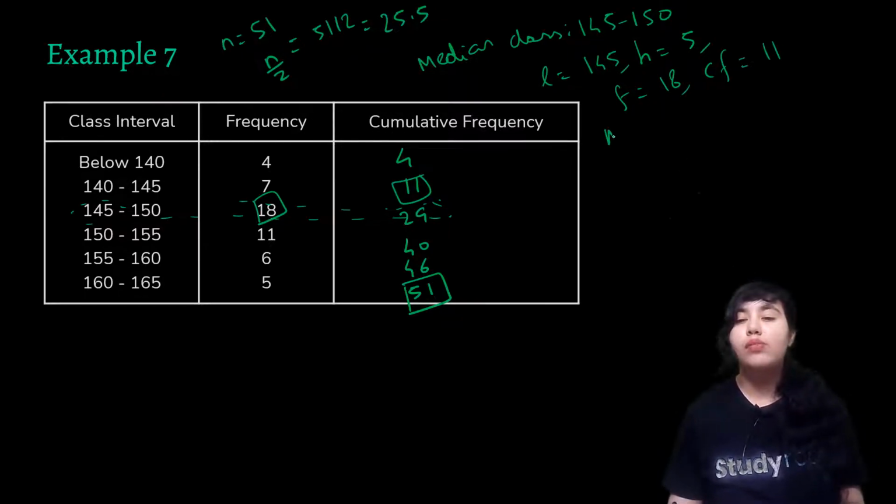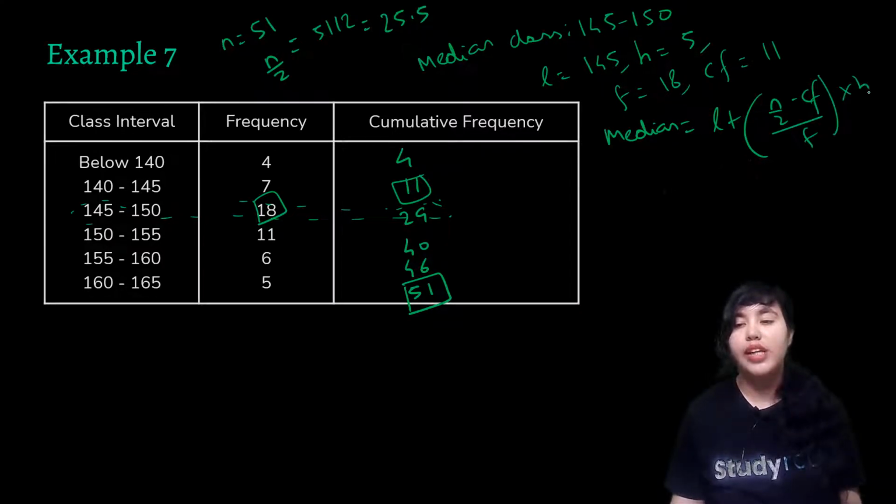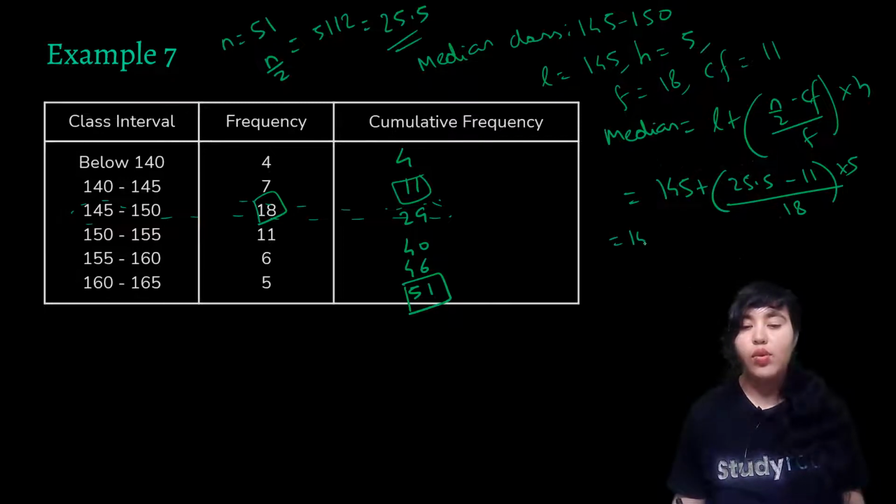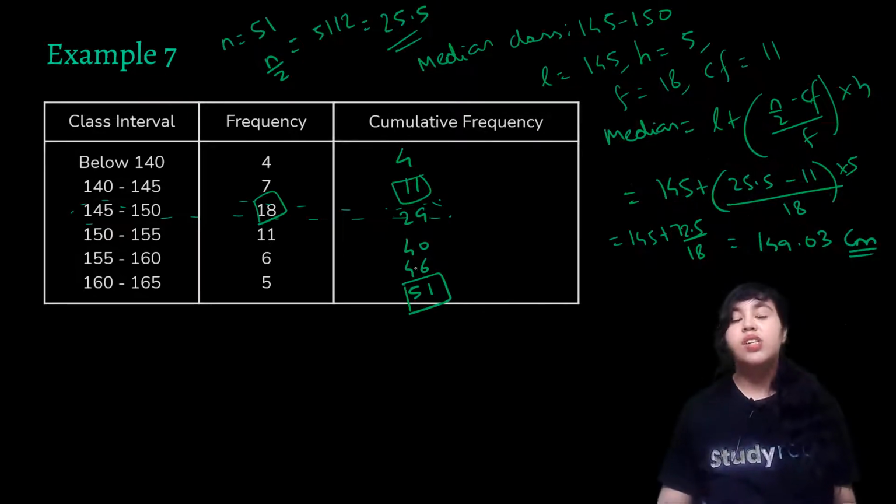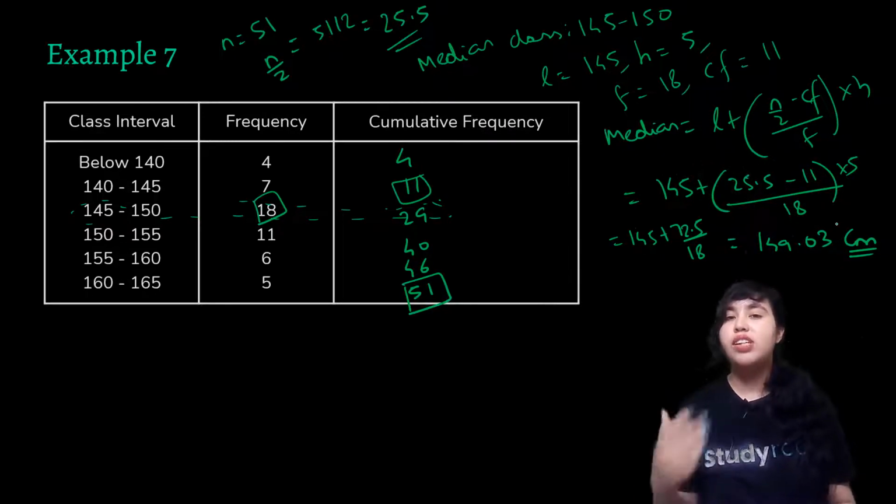So now what was the formula for median? It was equal to L plus n by 2 minus Cf upon f into h. So let's just plug in the values. So it will become 145 plus n by 2 we've already found as 25.5 minus the cumulative frequency 11 and frequency is 18. The class size is 5. So when you solve for this, you will get 145 plus 72.5 upon 18, and ultimately you get the answer as 149.03, but it has a unit centimeters. So we can say that the median height of girls is 149.03 centimeters, which means half of the girls are taller than this and the other half are shorter than this.